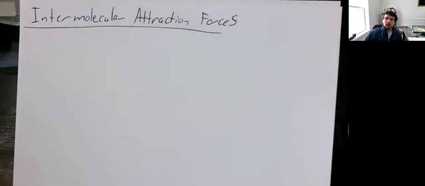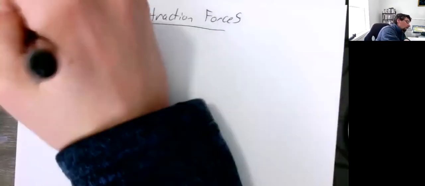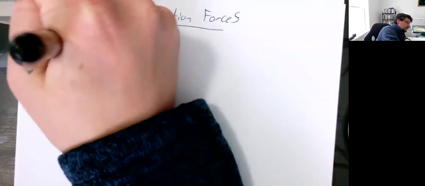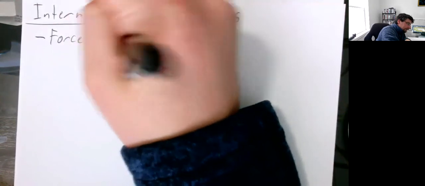Intermolecular attraction forces are forces that occur between two adjacent molecules. If you have an ensemble or a collection of molecules next to one another, they'll interact with one another to try and lower the total energy of the system. So these are forces between molecules.